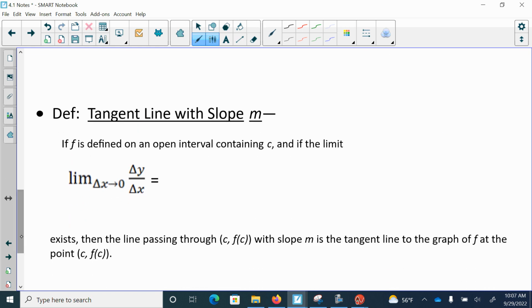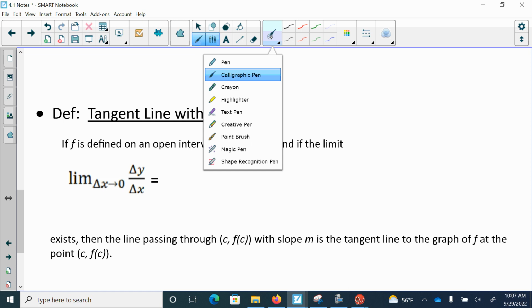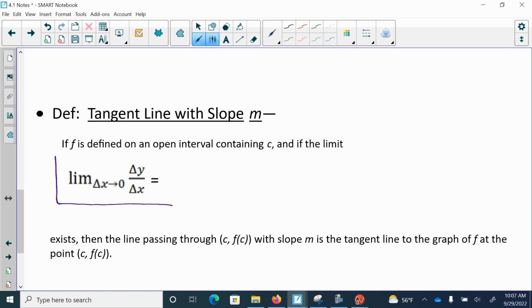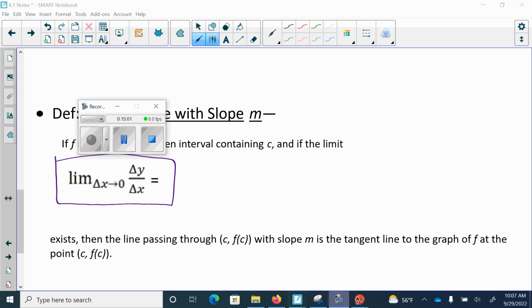So you're going to have a tangent line. We're going to find derivatives two ways. One is going to be the definition of a derivative. This is how we're going to define a tangent line first, using this formula, which you will have to know. I will not give this to you. Is this not in your notes?